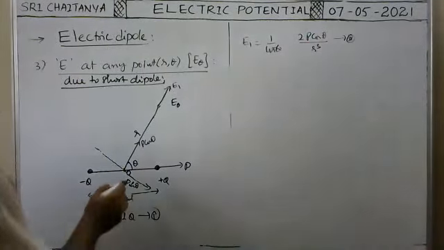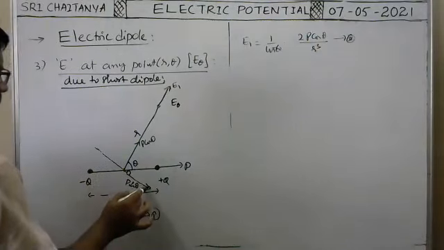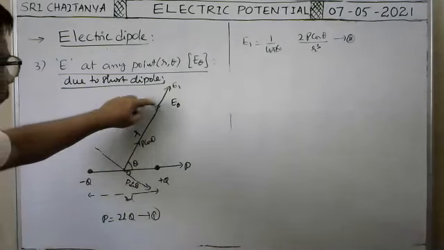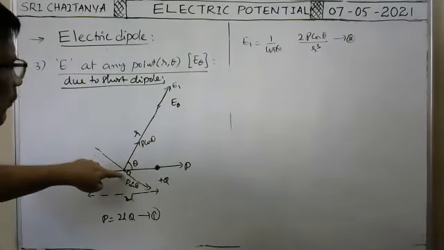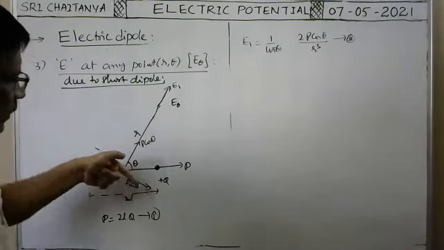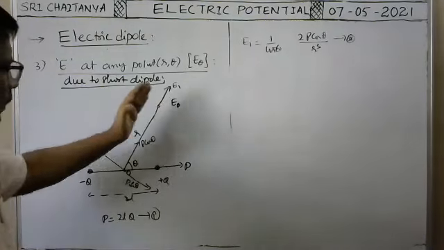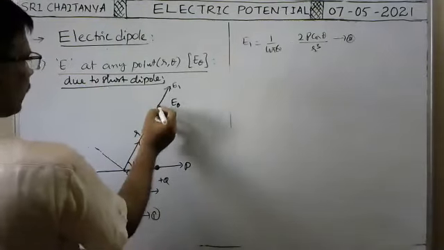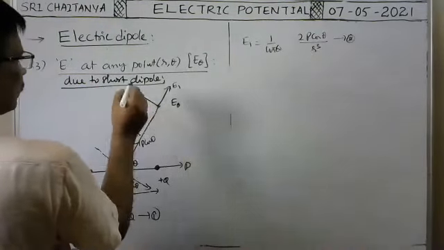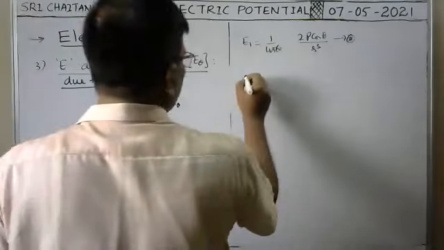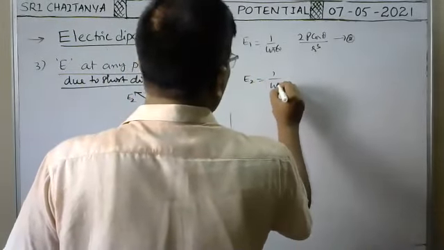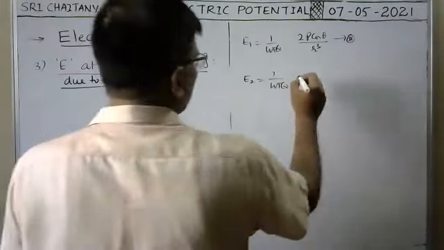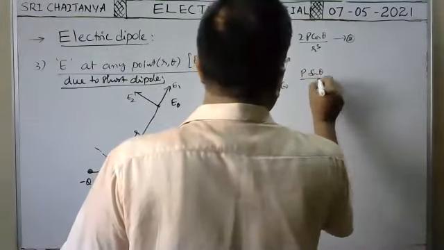Next, due to this component of the electric dipole moment, imagine there is an electric dipole having dipole moment p sin theta in this direction. This point is on the equatorial line of this dipole, because the electric dipole moment is in this direction. At any point on the equatorial line, the intensity of electric field is opposite to the dipole moment, that means in this direction. That is E2. So E2 is equal to 1 by 4 pi epsilon naught into p by r cubed, p meaning p sin theta, so p sin theta by r cubed.